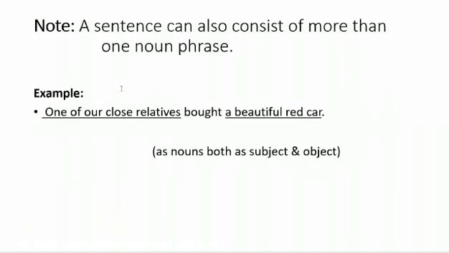Well, dear students, remember, a sentence can also consist of more than one noun phrase. Now look at the example. One of our close relatives bought a beautiful red car. If you focus on this example, you see that we have got two noun phrases. One is acting as subject and the other is acting as object.